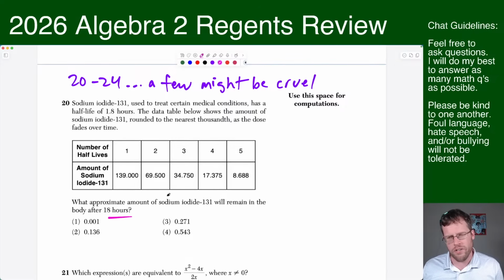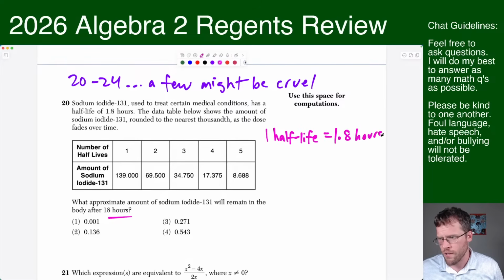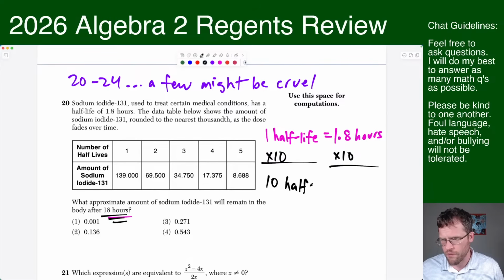So this one was kind of an unconventional question. Sometimes they throw these in just to be funny. But they said one half-life is going to happen every 1.8 hours. So now watch this. Like 18 hours. See how it's like 1.8? I just go times 10. So here, this would be 10 half-lives occurring in 18 hours. So you see what's going on here?